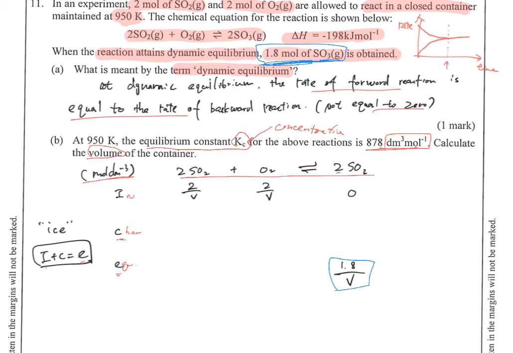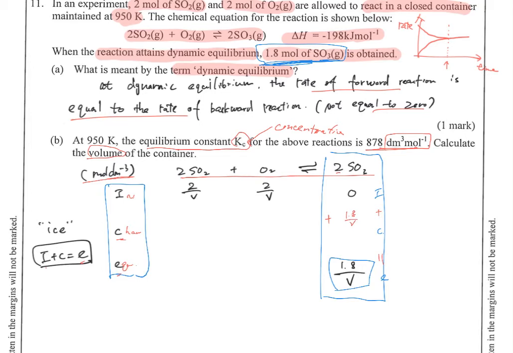Now you can see that in this column, there are three numbers provided in the ICE table. So if any two numbers are provided, then you can find out the third number. Here I provided E, so C you can also calculate by yourself. SO3 is a product, that means it will form, so we use positive.